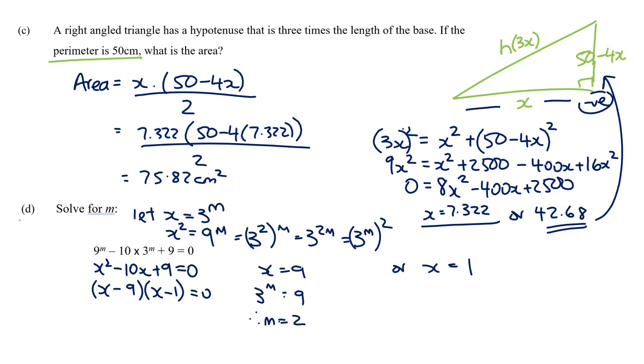Okay. Or 3 to the power of m is 1, so m must be 0, because 3 to the power of 0 is 1. So there are your 2 questions on that. Does that one there look hard now?